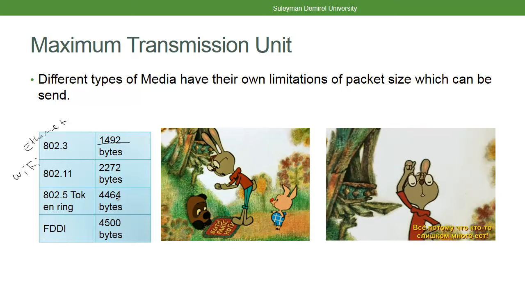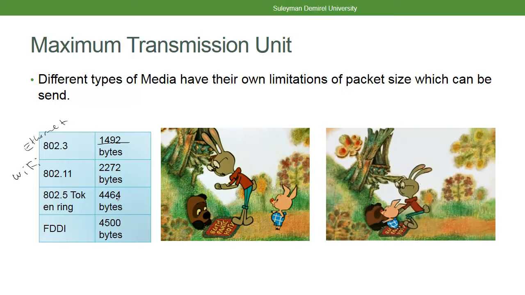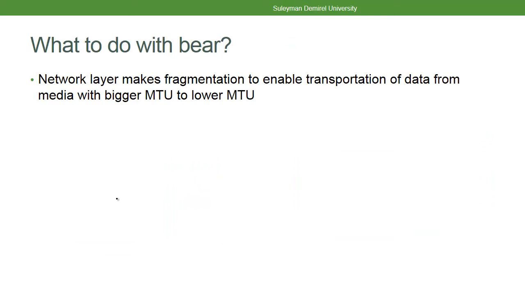What to do with the packet which is not able to pass from the higher MTU to the lower MTU? So we have such kind of operation which is called fragmentation. The network layer makes fragmentation to enable transportation of data from media with bigger MTU to the lower MTU. So what do we have to do with the beer? This is the question for you.